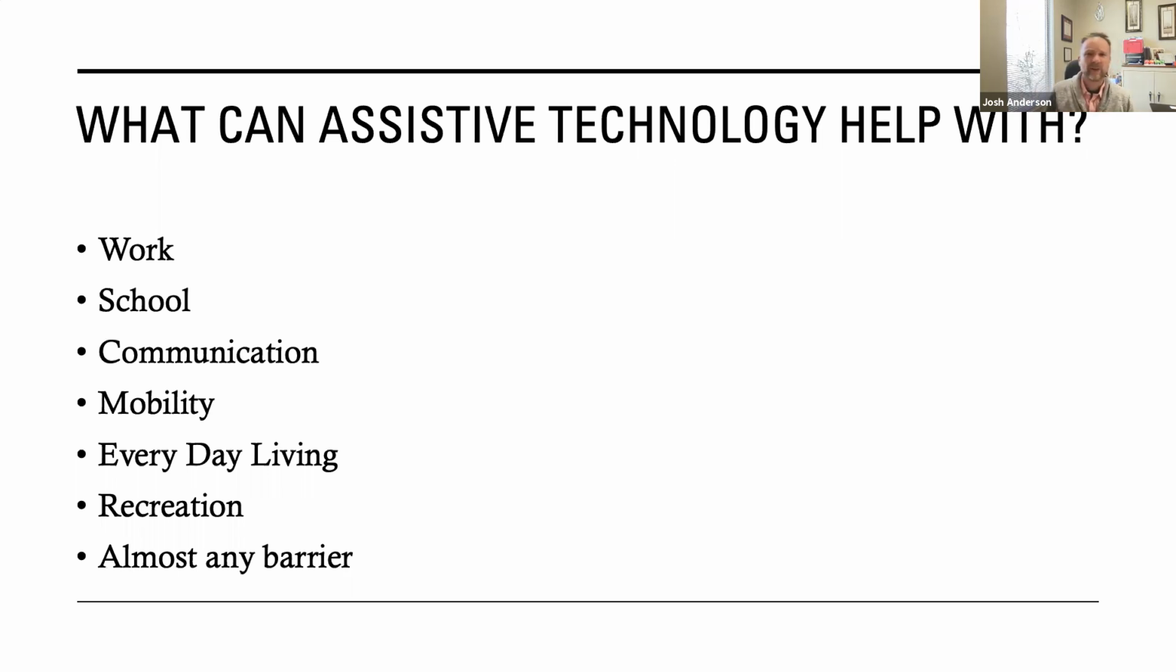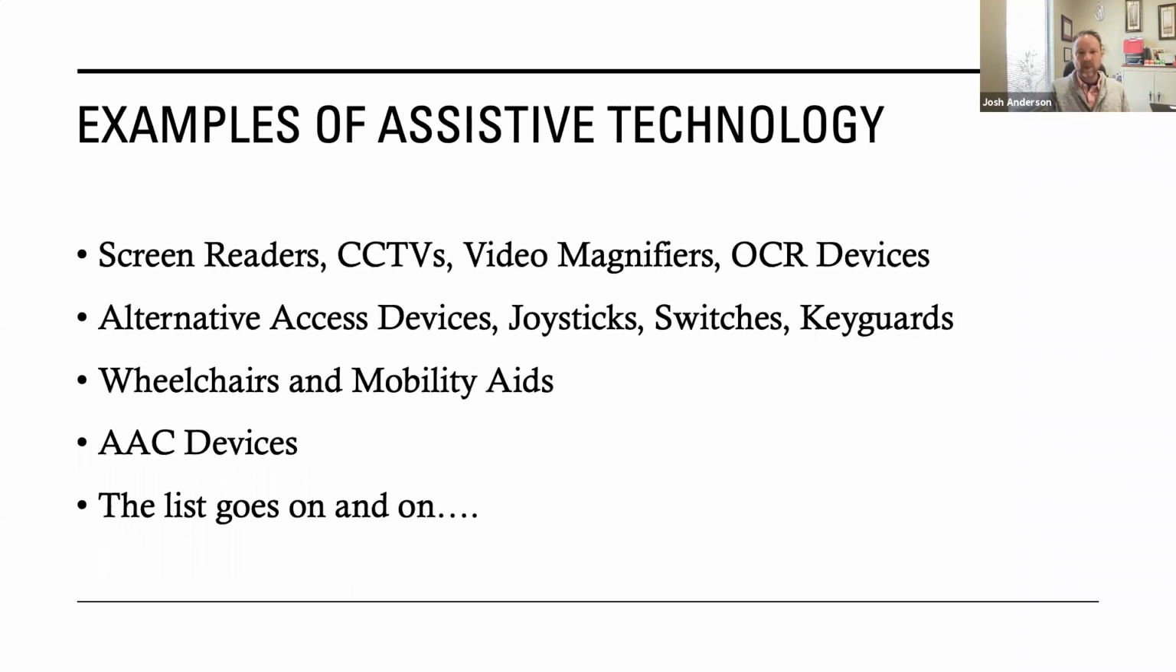And really, I would argue that assistive technology can help with almost any barrier out there. Of course, there are always exceptions. Please don't put them all in the Q&A right now, but I would argue that it can help with almost anything. Now I was going to go through and actually have pictures and show you all these different things. If you have questions about what they are, you can always ask.